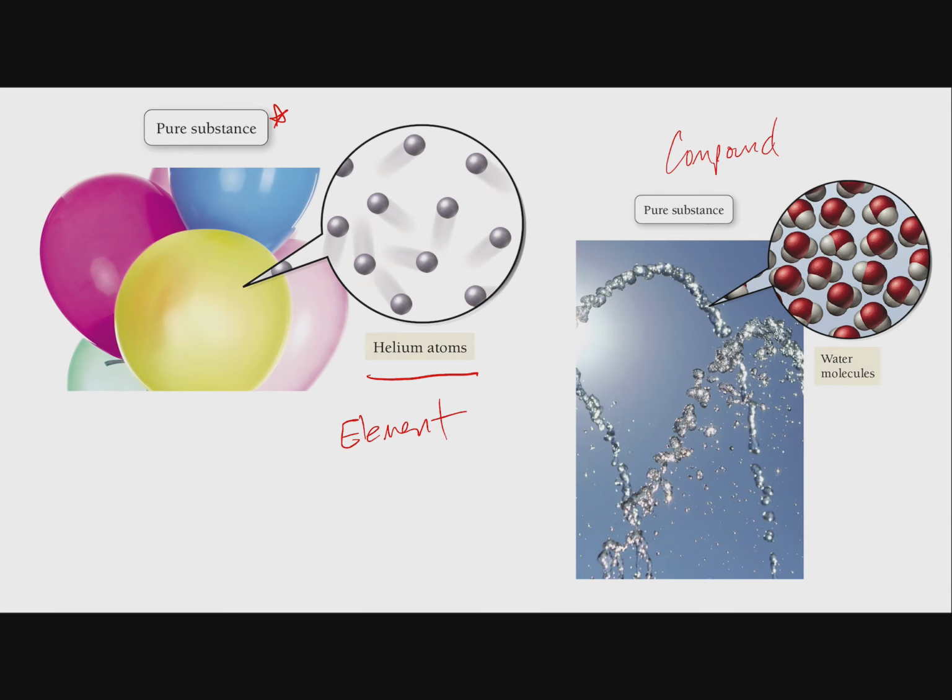Now, compounds can be decomposed into simpler substances, right? Because they are made up of atoms, made up of elements. Water can be decomposed into hydrogen and oxygen. Table salt into sodium and chlorine. And so a compound can be decomposed where an element cannot be decomposed.